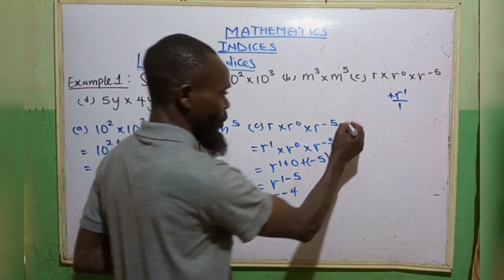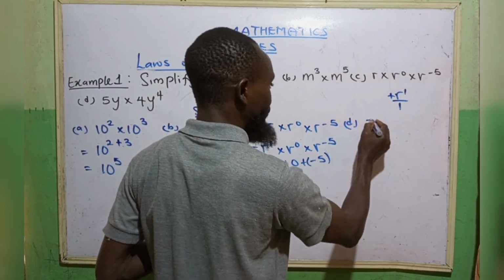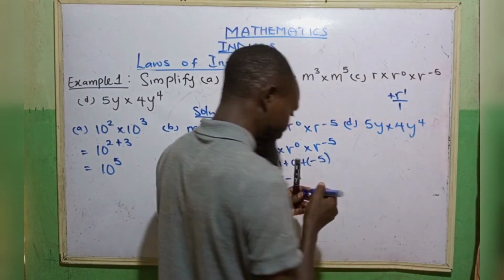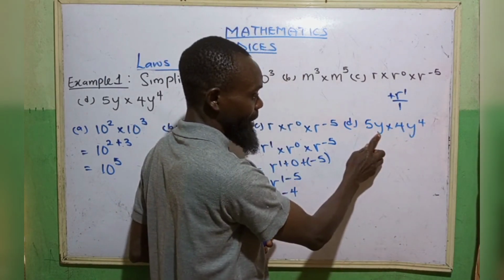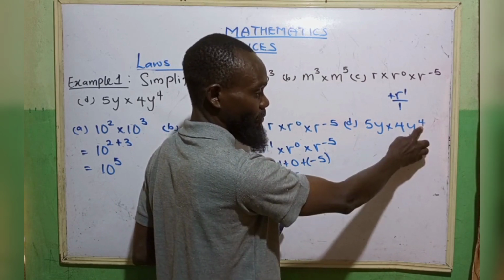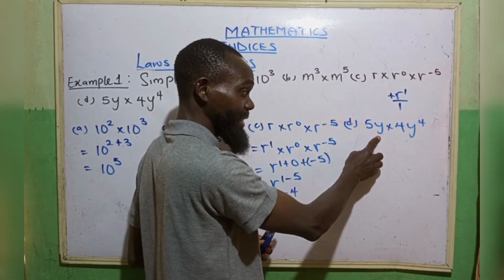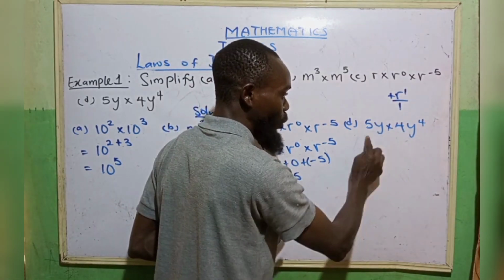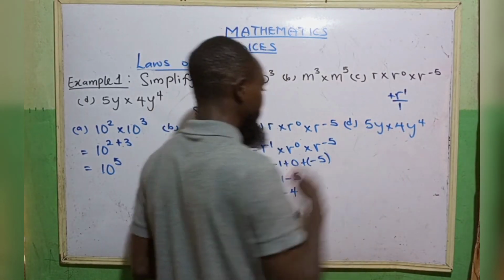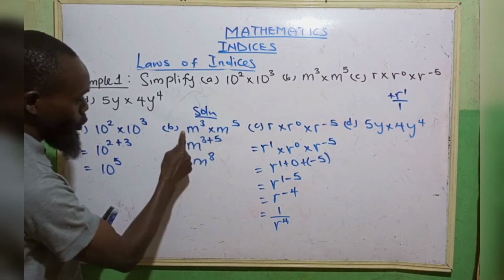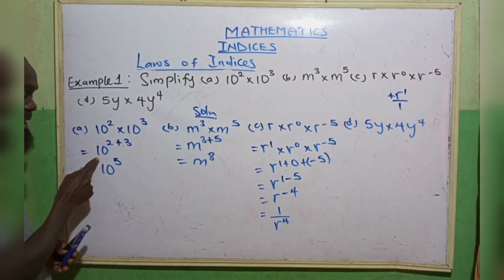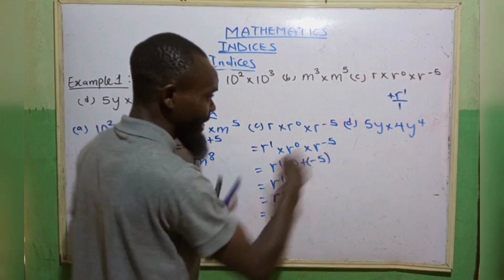The last one, question D, 5y multiplied by 4y raised to power 4. Look at this y and y. This has a power of 4. This has no power. Don't forget, you have to put the power to be what? 1. And they both have different coefficients. This is 5, this is 4. If you look at this one, no coefficients. So we just take the base m. Likewise, this one, 10, no coefficient. But there's a coefficient here.